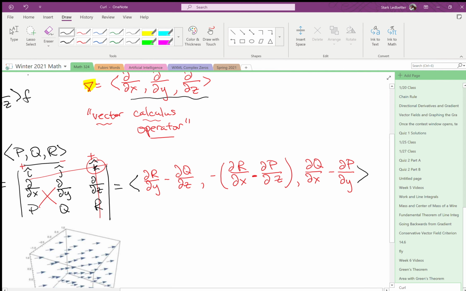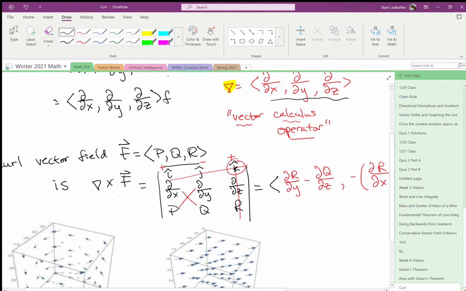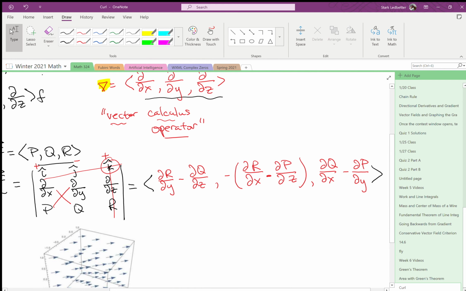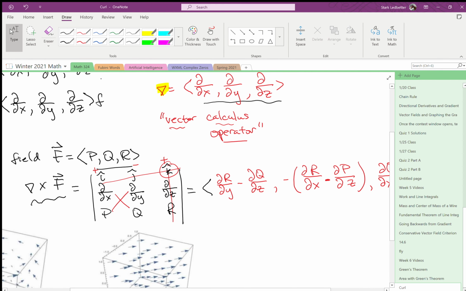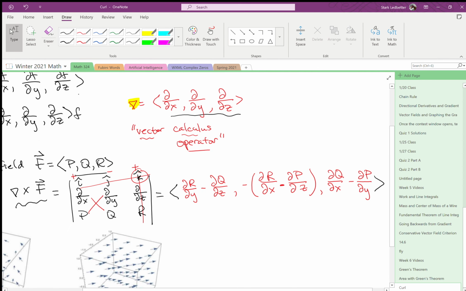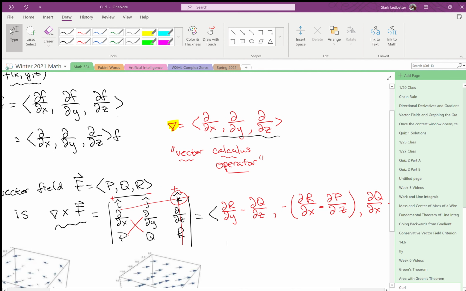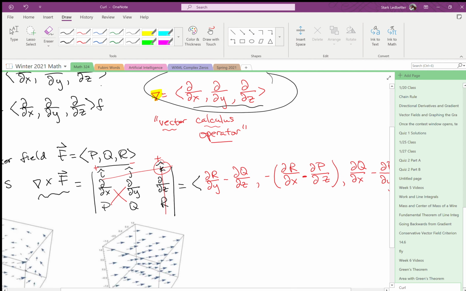No one wanted to write that all out, so they wrote it like this. Really, I don't know historically, but I suspect that this thing kept coming up, and then they realized that if they defined del as this vector operator, then they could just write it as a cross product, and it was easier.